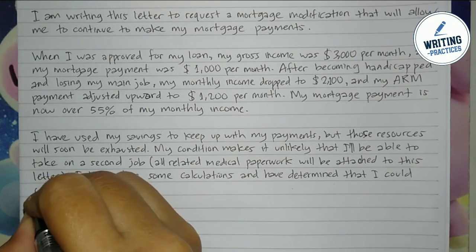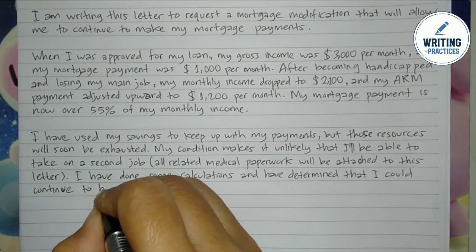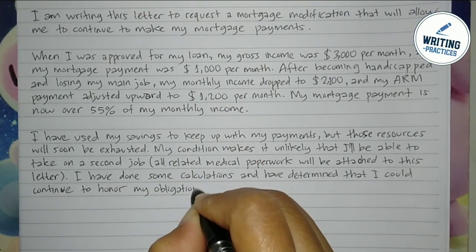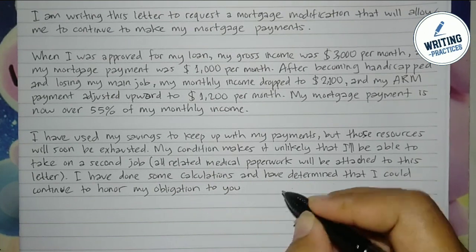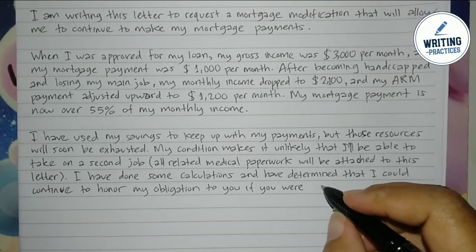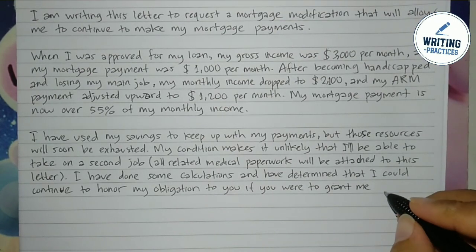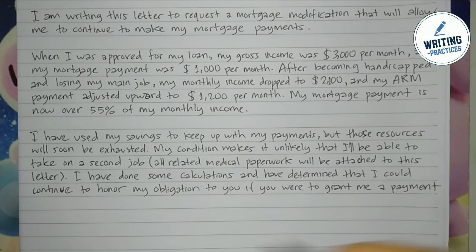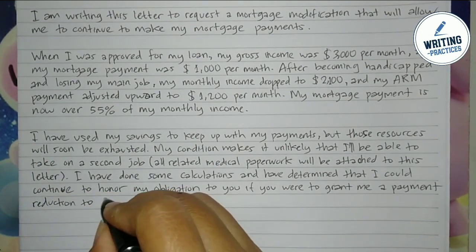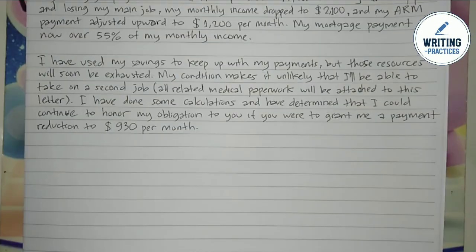In this example, the writer stated that he or she has done some calculations. And the writer has determined that the writer could continue to honor the obligation to the recipient, if the recipient were to grant the writer a payment reduction. And the reduction here is to $930 per month. Yes, just change the amount of money here and use the same exact statement if you don't know what to write.